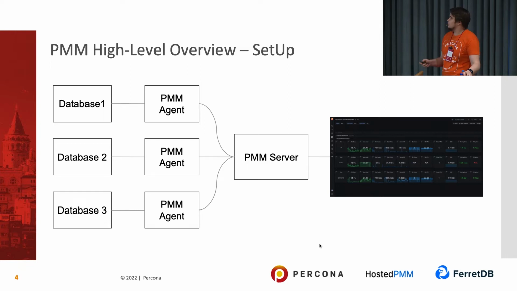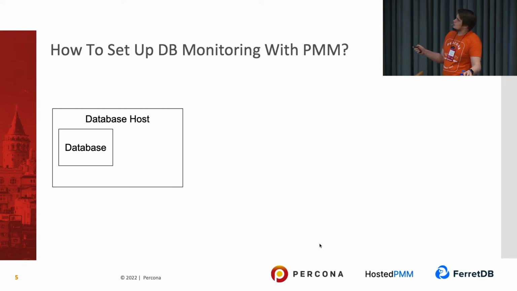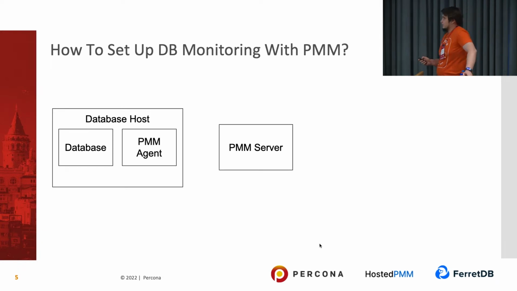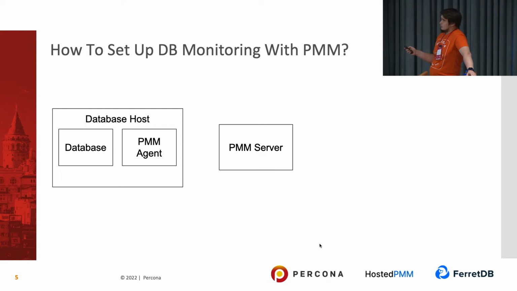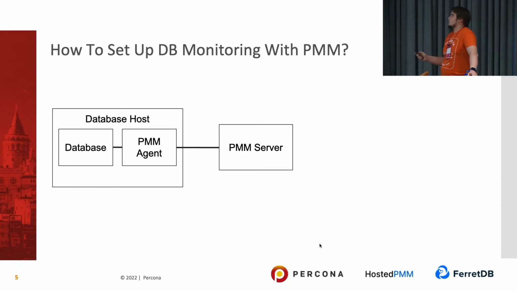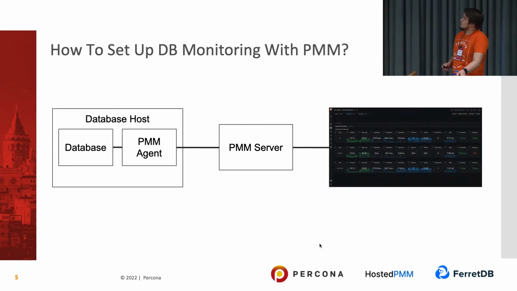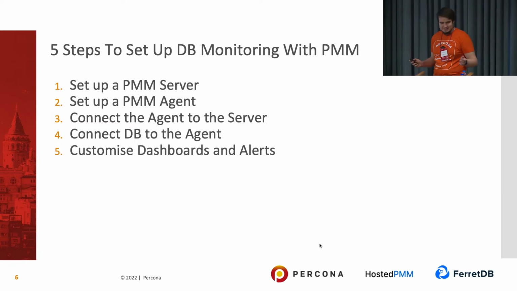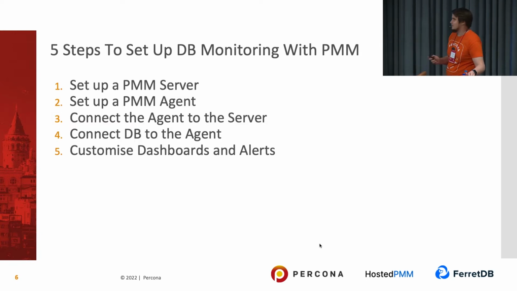So how to set it up? Assuming you have a self-hosted database or some other hosted database, to start, you should get a PMM Server somewhere. After that, you should install the PMM Agent on the host machine of your database, then connect the PMM Agent to the PMM Server, connect the database to the PMM Agent, and after that, you will get all your metrics available. So these are the steps in a list, and let's dive deep into each.